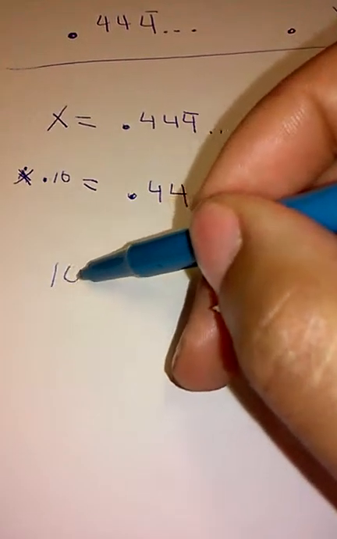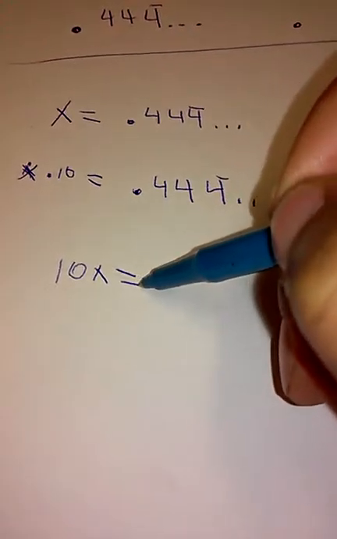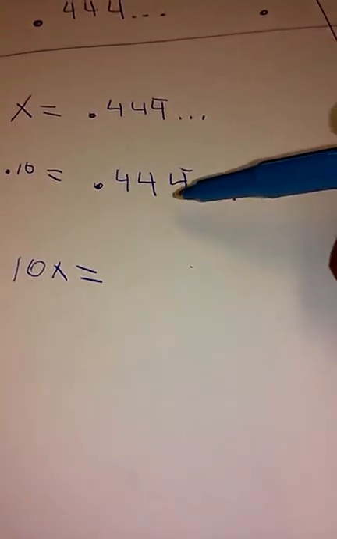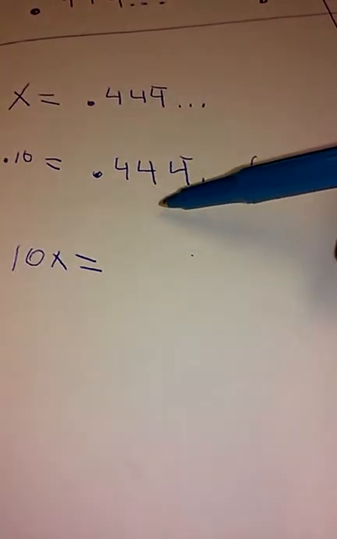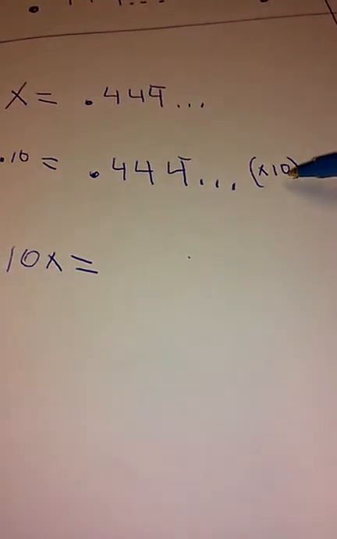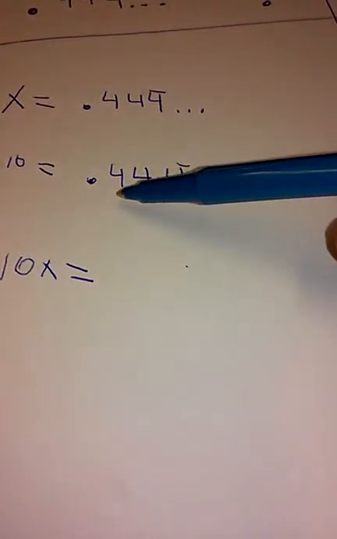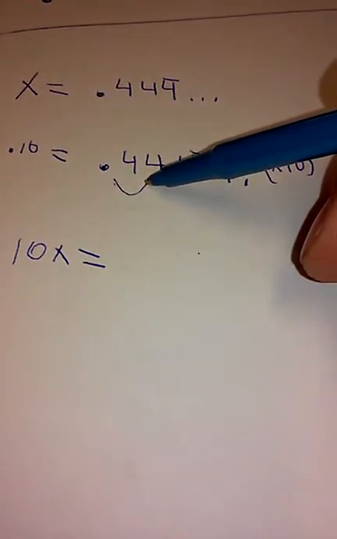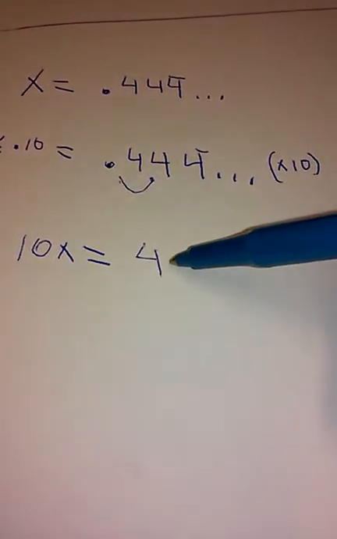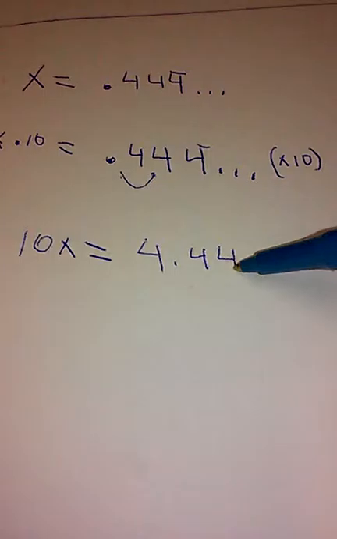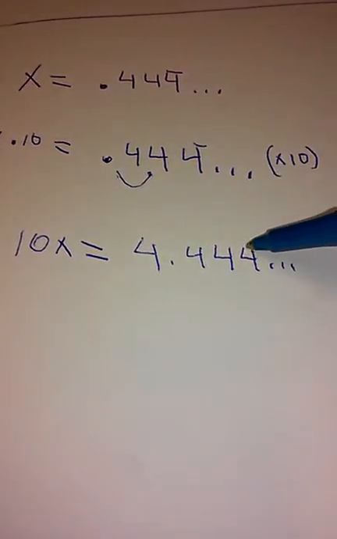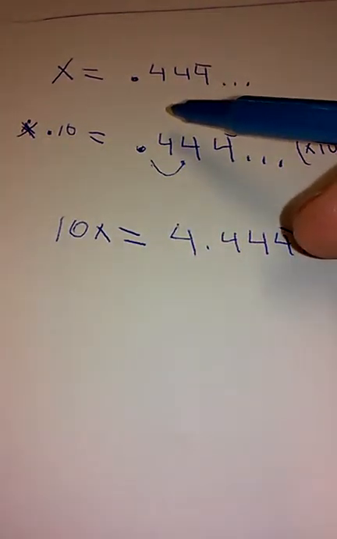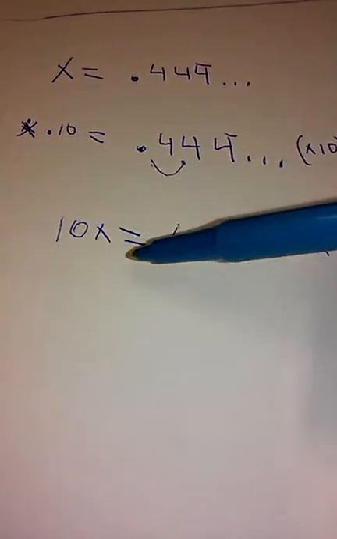So we get 10x is equal to, when you multiply any decimal times 10, it just moves the decimal to the right based on how many zeros there are. This one has 1 zero, so we're going to move the decimal one place to the right. So now it's 4.444 repeating forever.